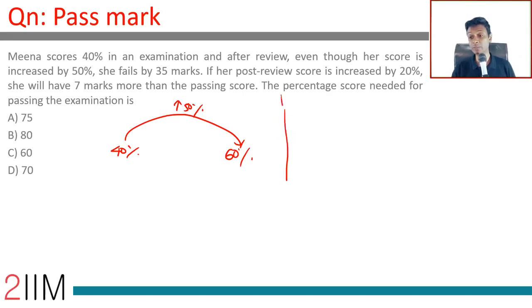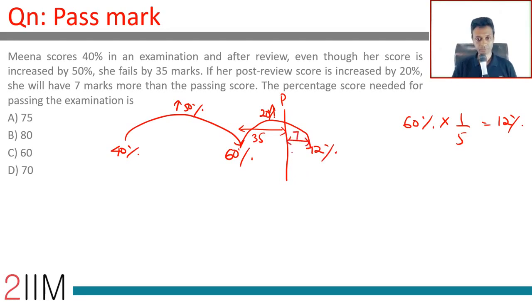So let's say this is the pass mark. She fails by 35. If her post-review score is increased by 20%, she will have 7 marks more than the passing score. It's jacked up here by 20%. 20% of what? 20% of 60%. 20% is 1 by 5. 1/5 of 60% is 12%. So this will go to 72%. If we go there, then she crosses the passing mark by 7.